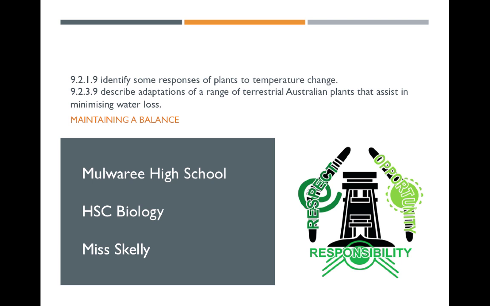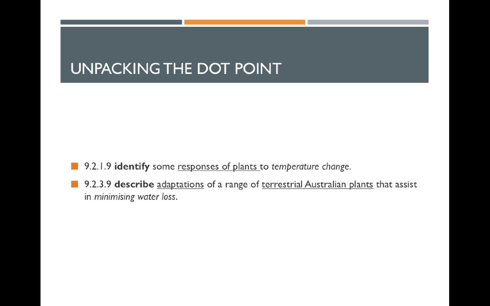Today's Maintaining a Balanced Internal Environment dot points are 9.2.1.9, identify some responses of plants to temperature change, and 9.2.3.9, describe adaptations of a range of terrestrial Australian plants that assist in minimising water loss. So we've popped two dot points together. They are from different sections of the syllabus, but they do kind of go hand in hand, okay?